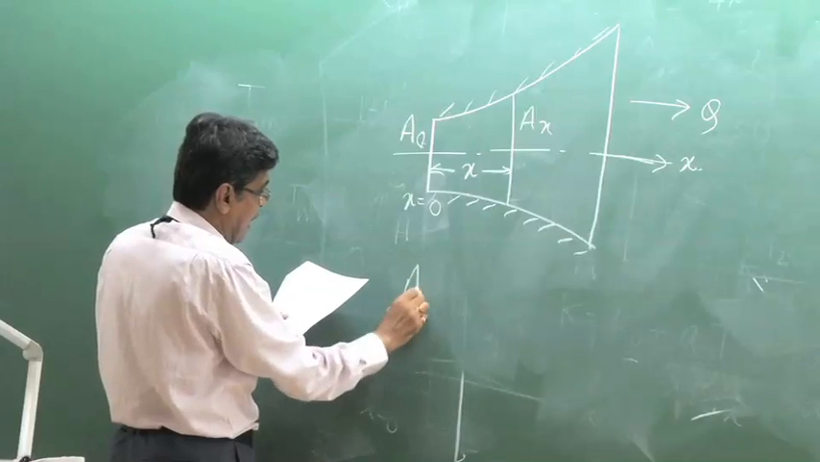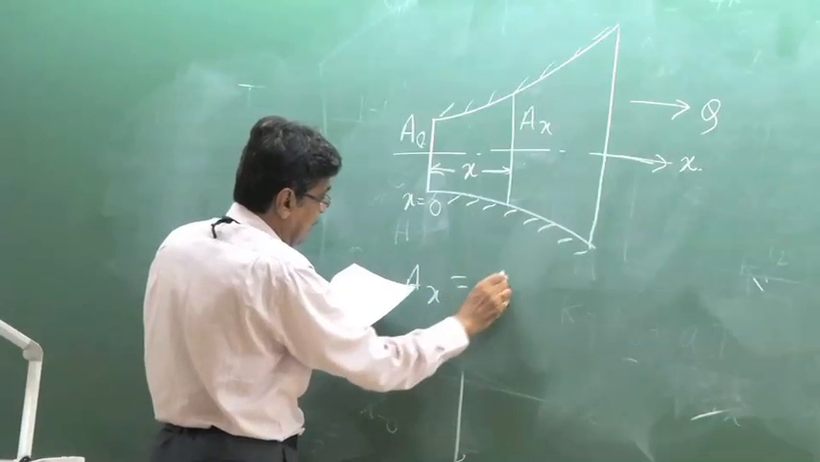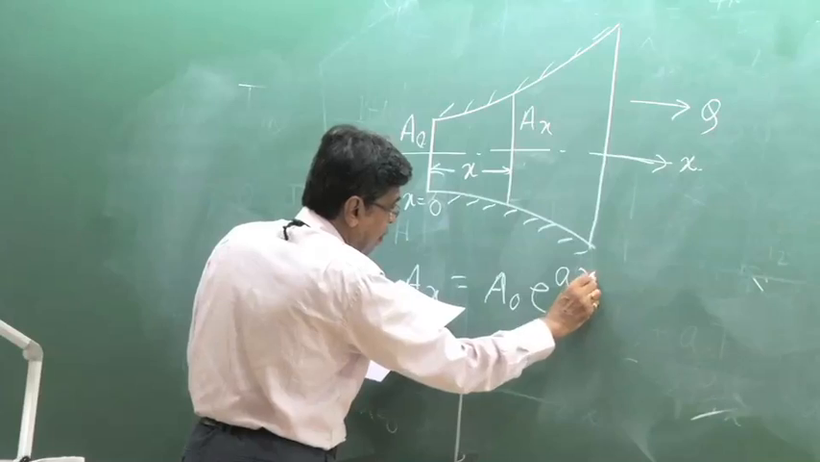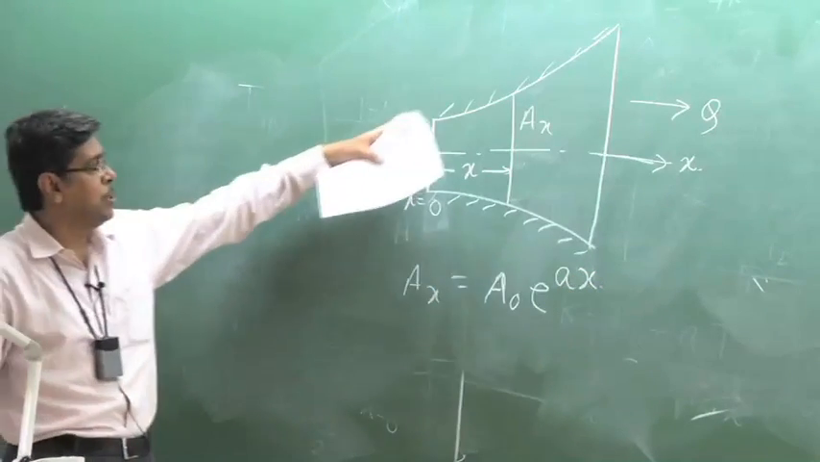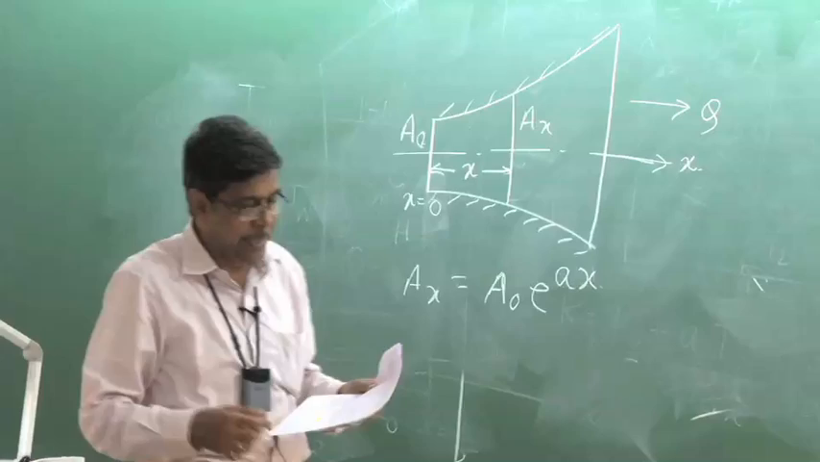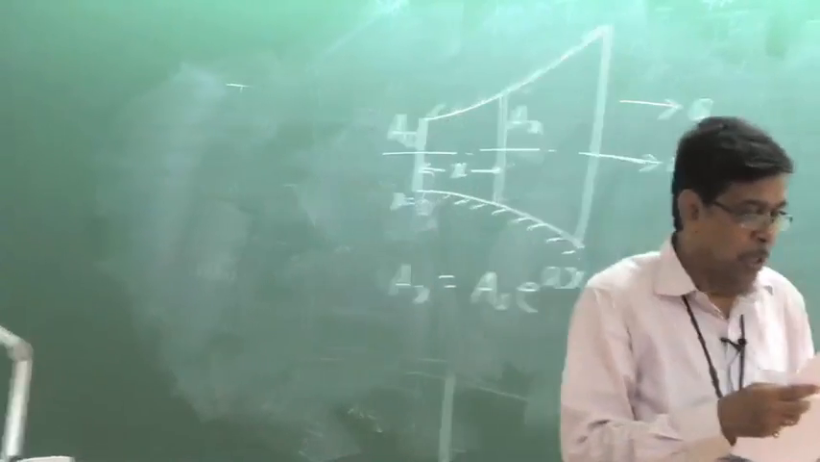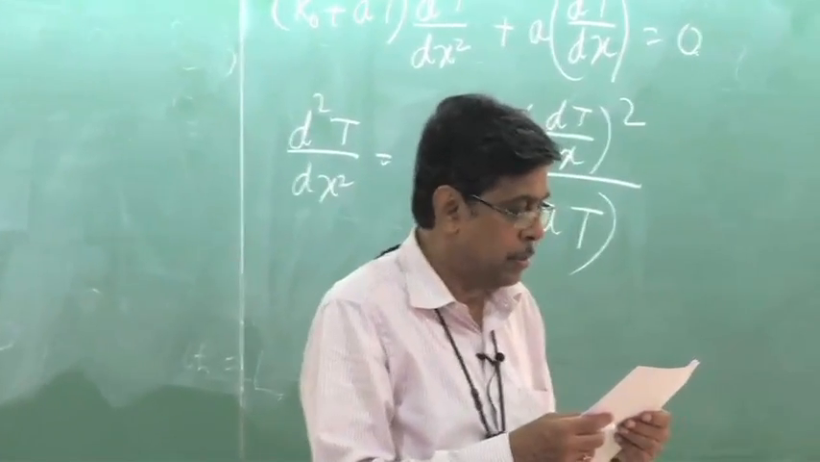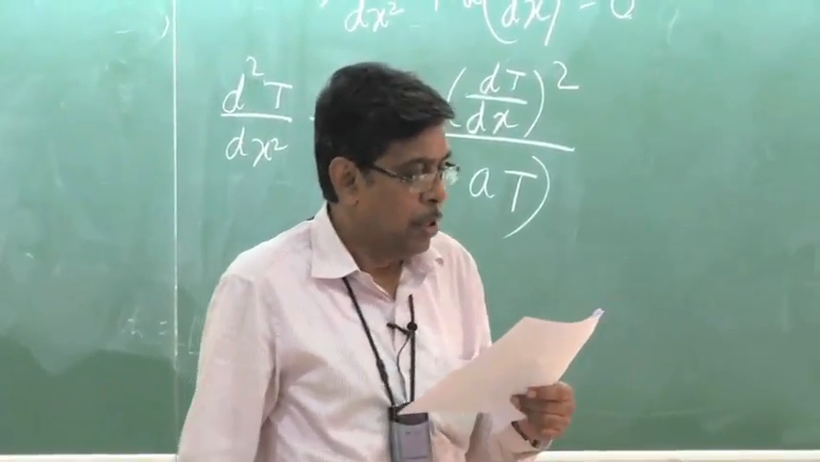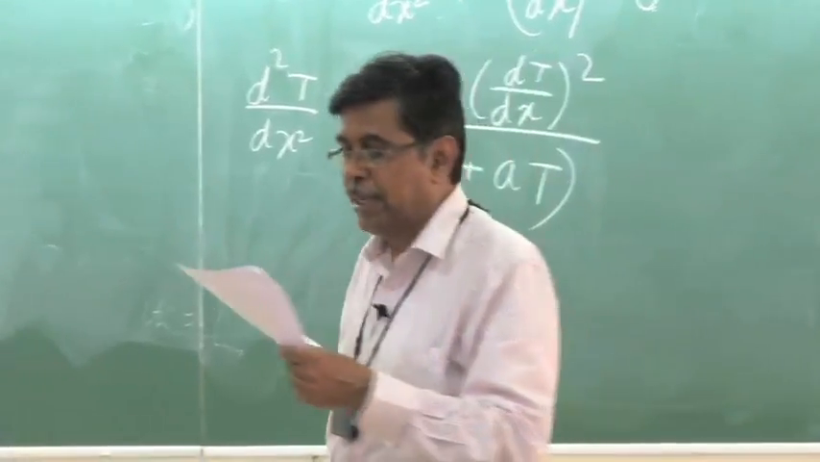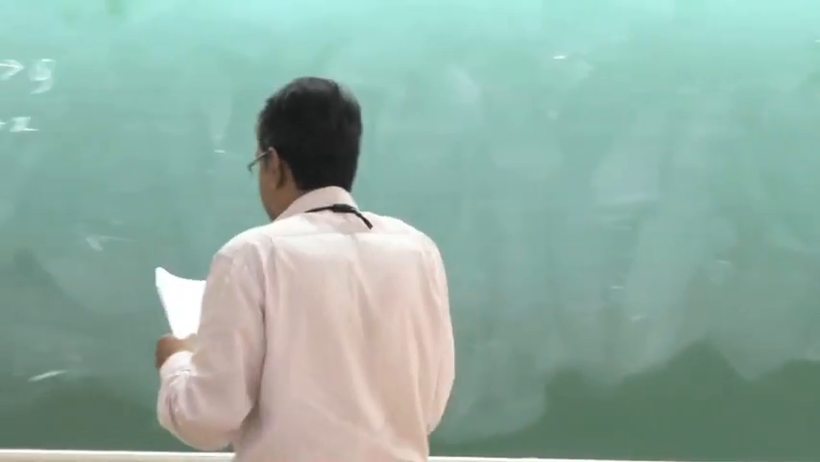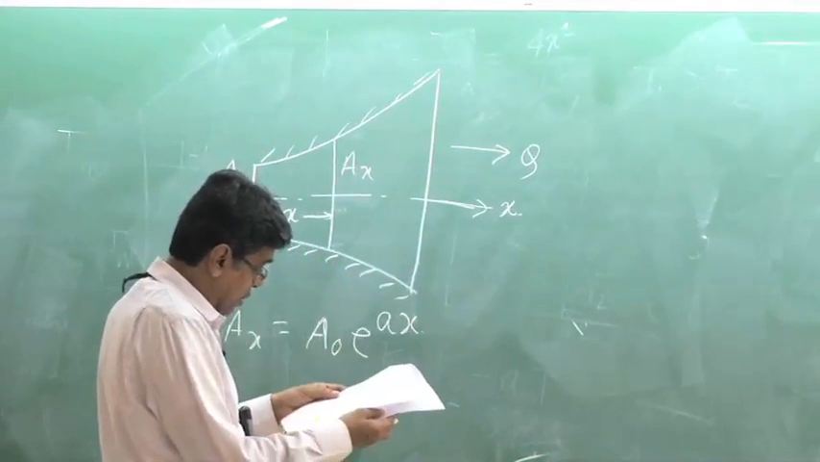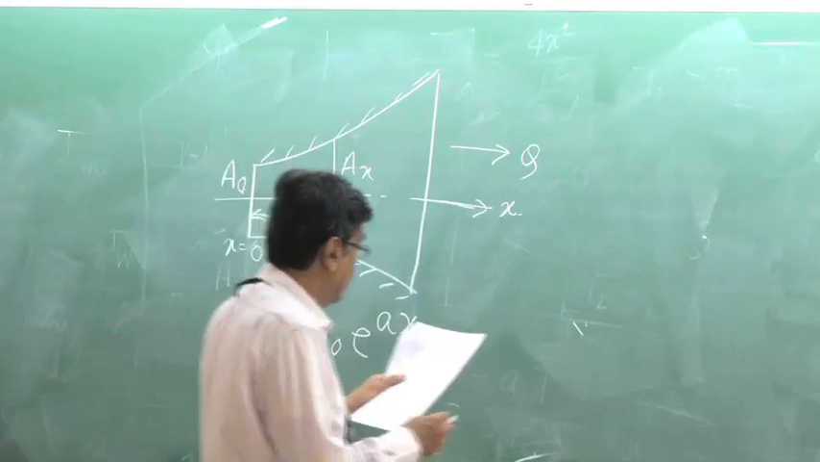That means A(x) is A0 e to the power ax. This satisfies that at x equal to 0, the area is A0, and it increases exponentially. Using this expression, determine the temperature distribution, considering the presence of volumetric heat generation rate. Now first without the heat generation rate, and then with the heat generation rate.